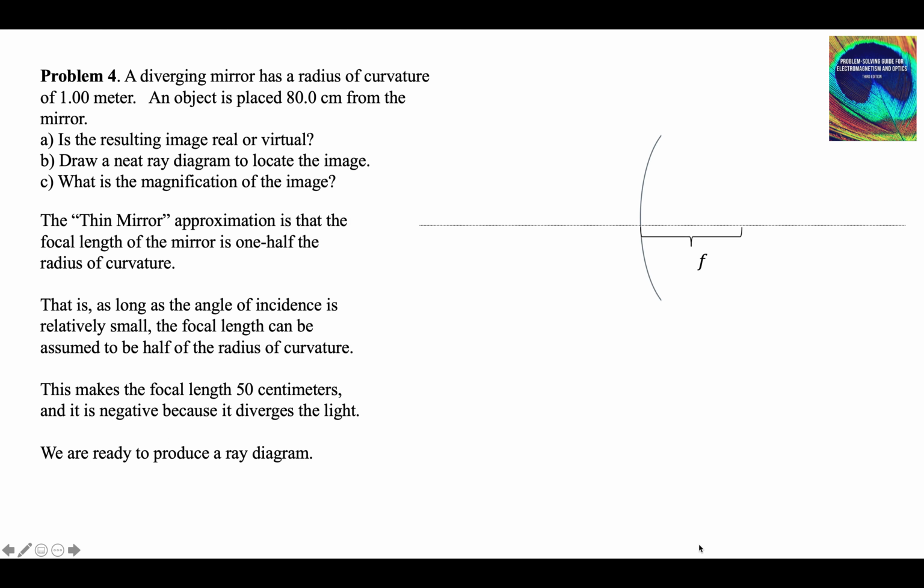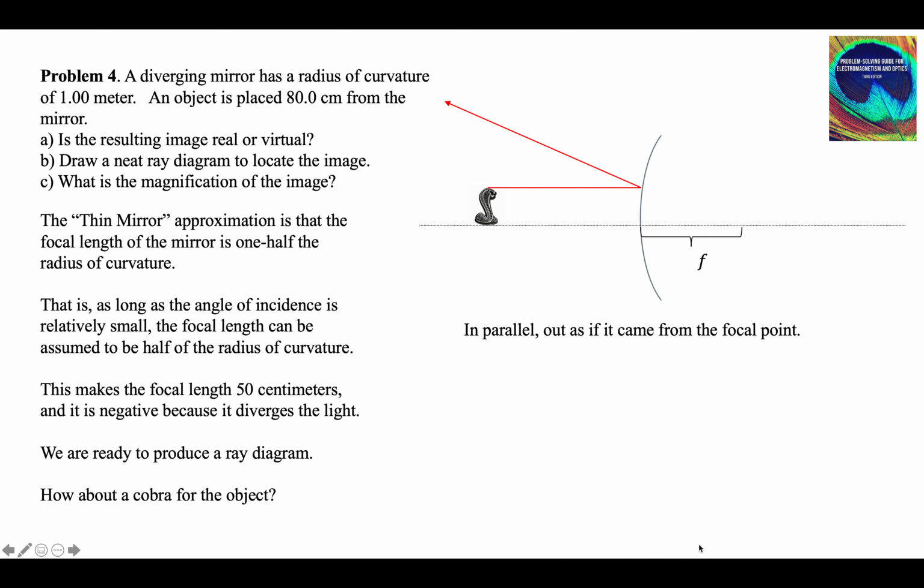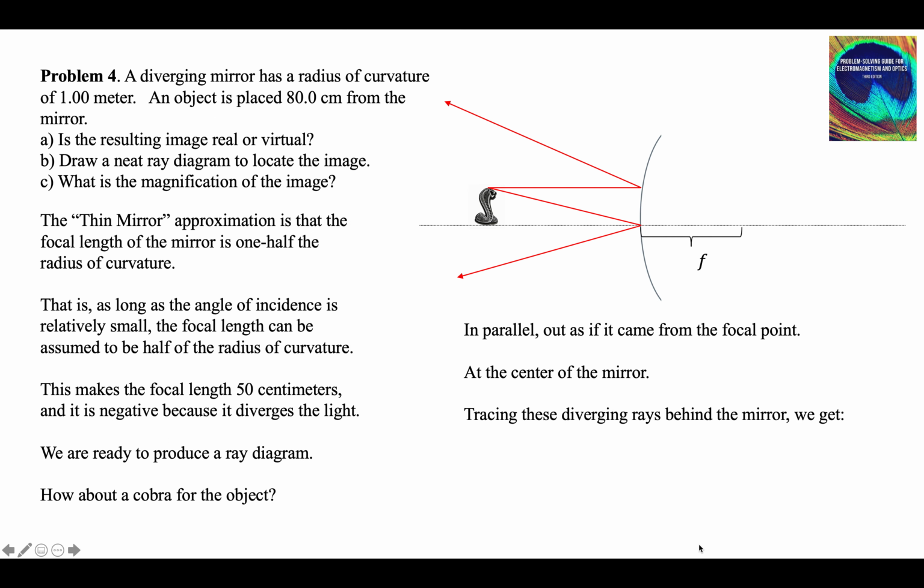We need an object. How about a cobra? We can draw some rays in parallel out as if it came from the focal point. It's a diverging mirror. At the center of the mirror, the angle of incidence is equal to the angle of reflection. Tracing these rays back because they're diverging, we find out where they appear to come from, and that's where the image is, right there. It's definitely reduced, about half.